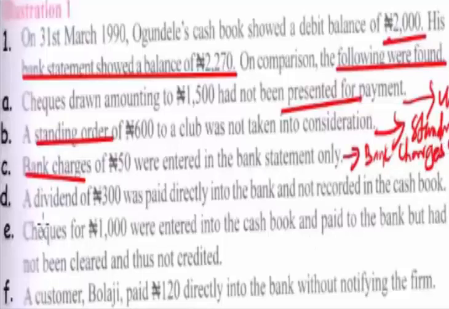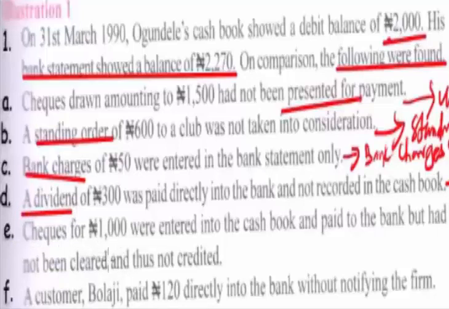Examiners will always want to twist them to know if students actually understand what bank charges are, what standing orders are, what unpresented checks are, and the rest. D. We have a dividend of 300 that was paid directly into the bank and not recorded in the cash book. Also, this is a sellout. So we have dividend.